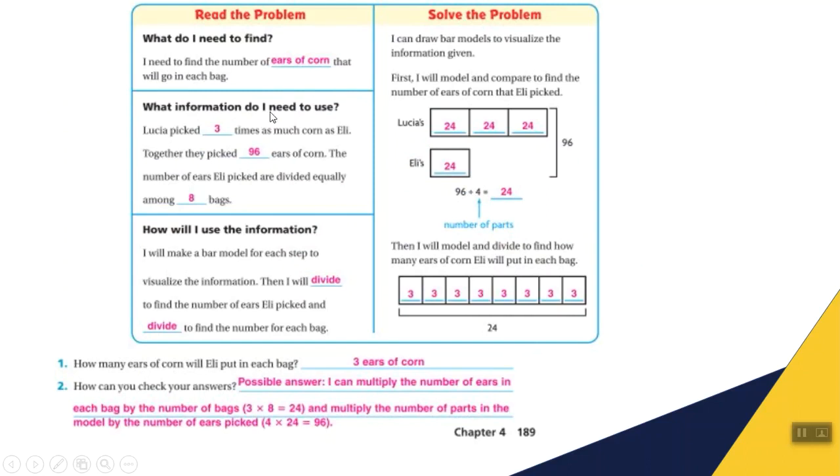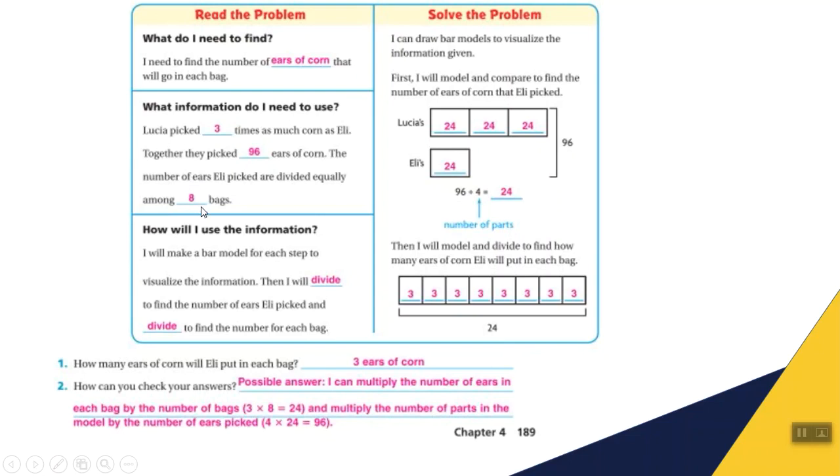So, what information do I need to use? In this part, guys, I use information from the question. What is given in the question? Let's check together. Lucia picked 3 times as much corn as Ailey. We already said that. They picked 96 ears of corn together. It's already given in the question. And one more piece of information given in the question: the number of ears Ailey picked are divided equally among 8 bags.